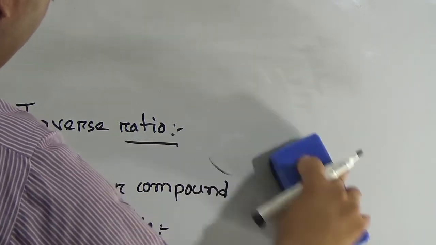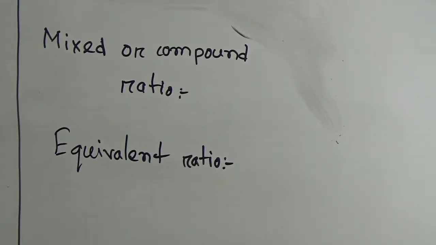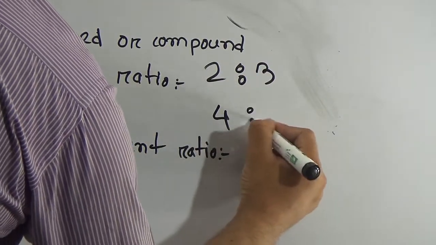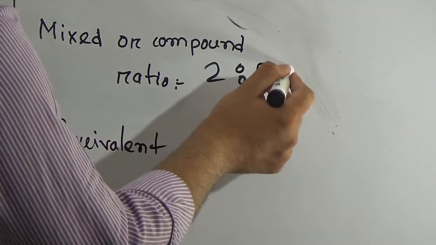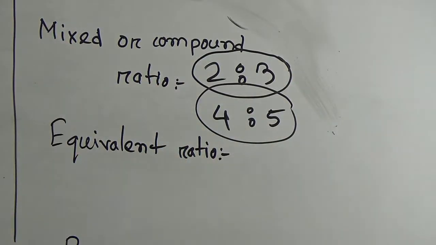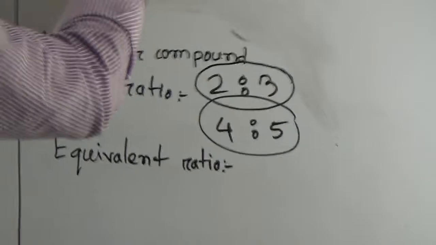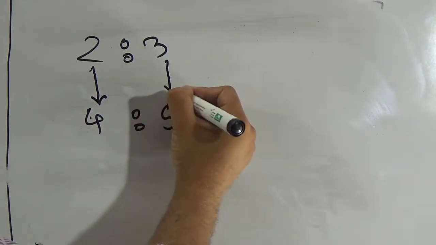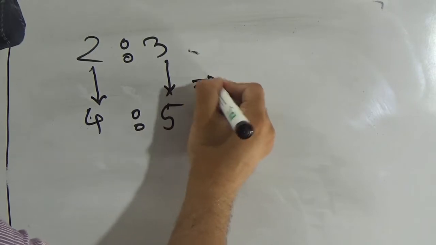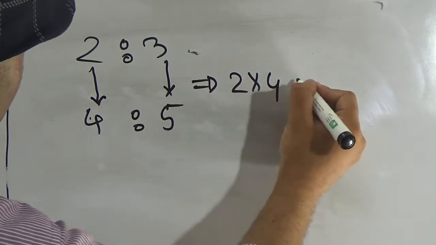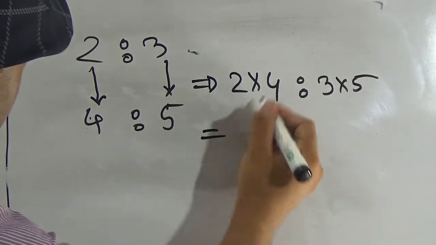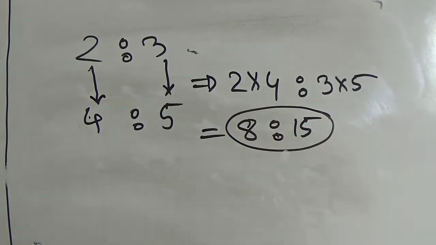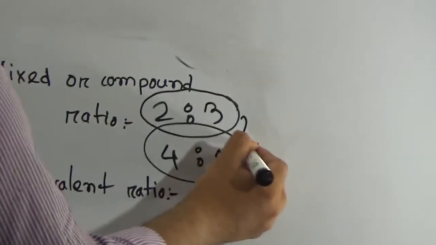Now the next one is mixed or compound ratio. Let us consider there are 2 ratios, 2:3 and another is 4:5. We want to make a mixed or compound ratio using those ratios, 2:3 and 4:5. Now if we multiply this one and this one, it will be 2 into 4 is to 3 into 5, that means 8:15. So this 8:15 is the mixed or compound ratio of these two ratios.